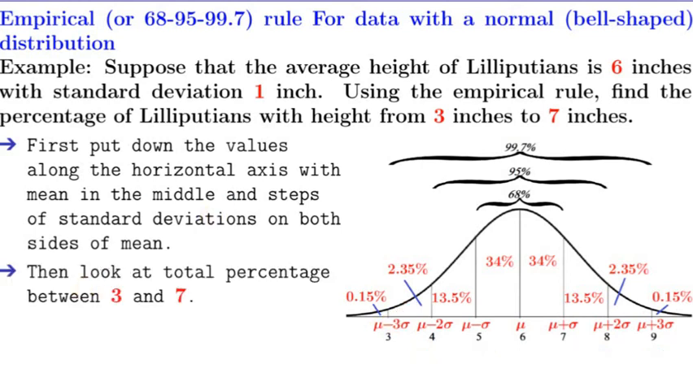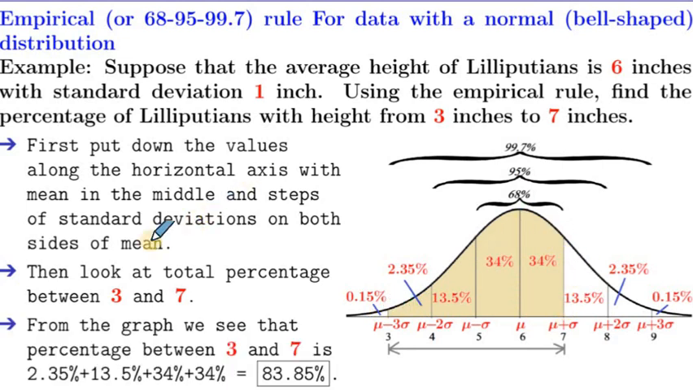Then look at the total percentage between 3 and 7, which is also shown with the line here. So we are supposed to be looking from here to here. Inside the graph, it is shown with the shaded region. So we are looking at that percentage, from here to here.